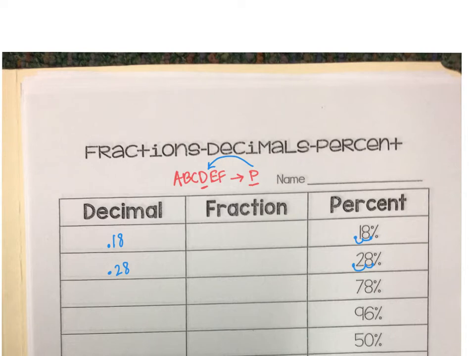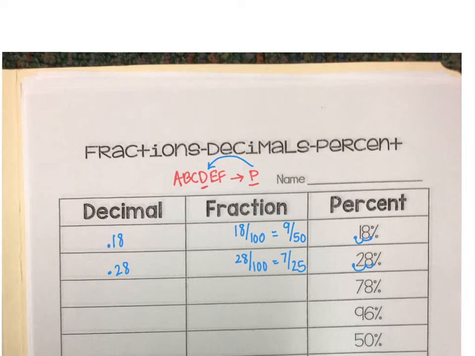So if I look at my interactive binder and I go to the percent to a fraction, the directions say that you write it as a fraction by the percent is the numerator, the denominator is 100, and then simplify. So again, percents are out of 100. And 18% is like I got an 18 out of 100, which then I can divide by 2 and simplify to 9 over 50. 28% would be 28 out of 100. I can divide both of those by 4, and I get 7 over 25.